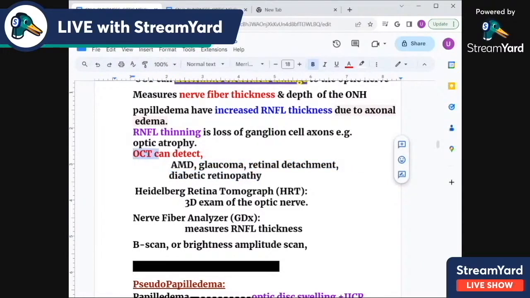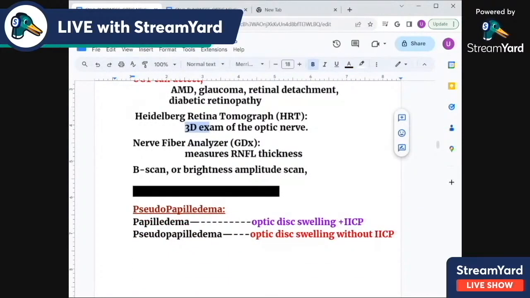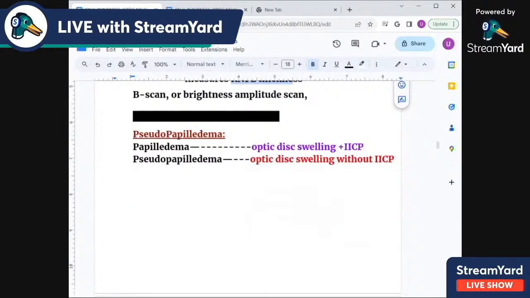Then there is the Heidelberg retinal tomography for 3D. Nerve fiber analyzer also measures retinal nerve fiber layer thickness. Now we have to compare this papilledema with the pseudo papilledema and pseudotumor cerebri. So what happens in papilledema? The bilateral optic disc swelling with increased intracranial pressure. But with pseudo papilledema, there is bilateral optic disc swelling without increase in intracranial pressure. Both optic discs are swollen in pseudo papilledema, but the intracranial pressure is normal.